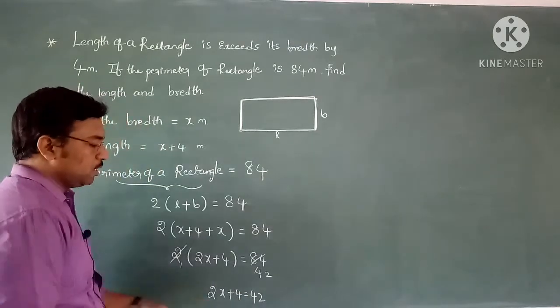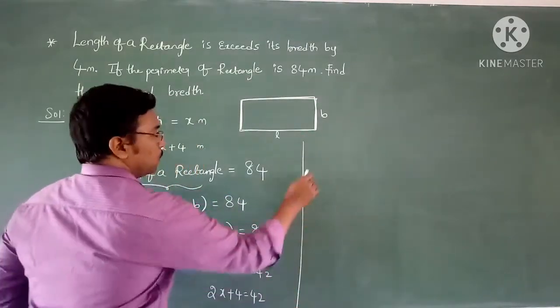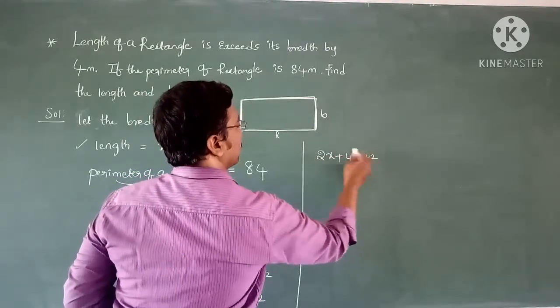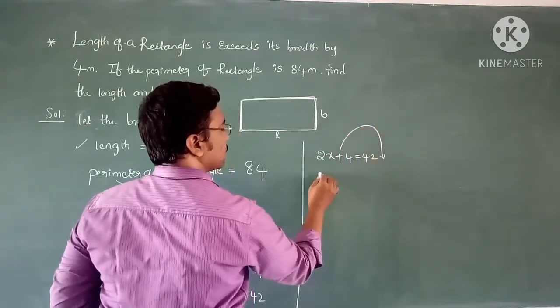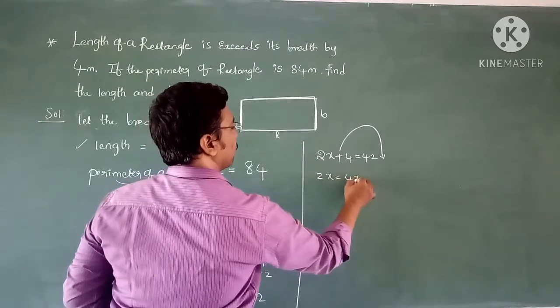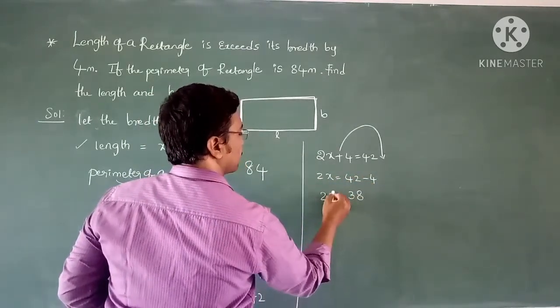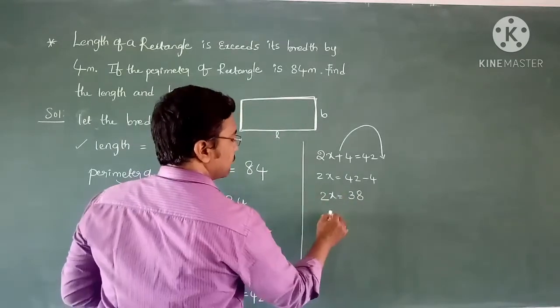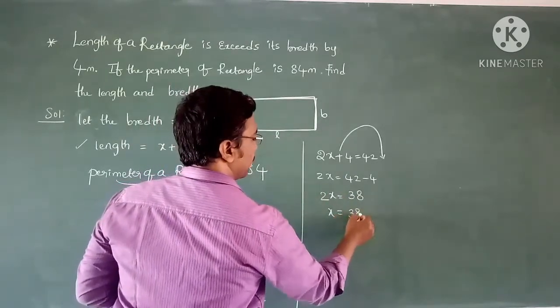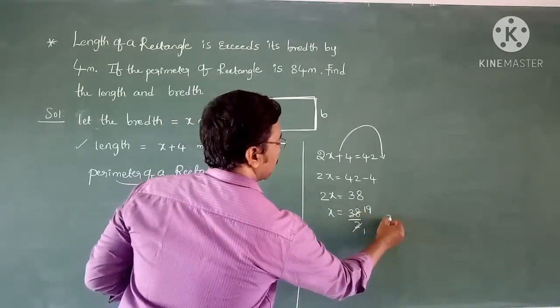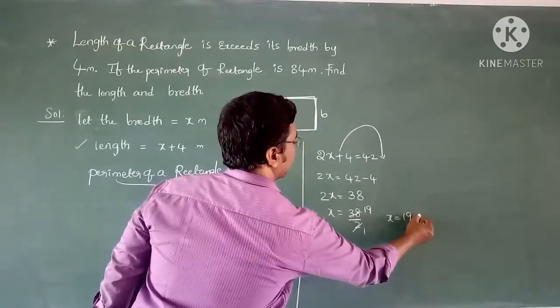Now we have to solve this equation. 2x plus 4 is equal to 42. Transpose this plus 4 to this side. 2x is equal to 42 minus 4, that is 38. 2x is equal to 38. Then x is equal to 38 by 2. 2 1s are 2, 19. So x is equal to 19 meters.